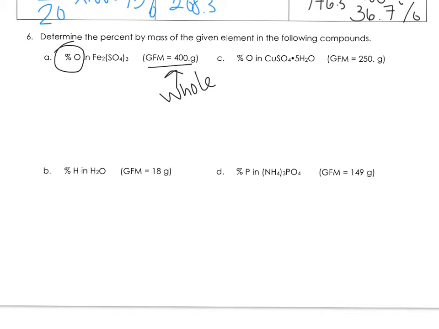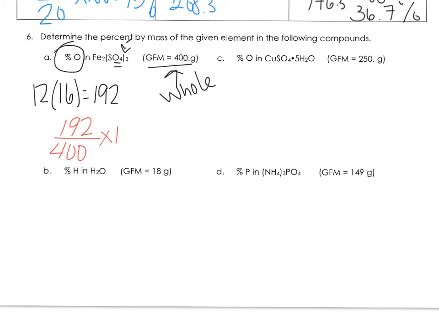And then we need to count how many oxygens. So I've got 4 in the SO4, but there are 3 SO4 molecules, so there are 12 total oxygens. Since there are 12 of them, I'm going to multiply it by the gram formula mass of oxygen, which is 16, and that is going to equal 192 grams per mole. Alright, so if I'm going to set this up, I'm going to take my part, which is the 192, divided by my whole, which is 400, multiply that by 100, and I will get my answer of 48%.